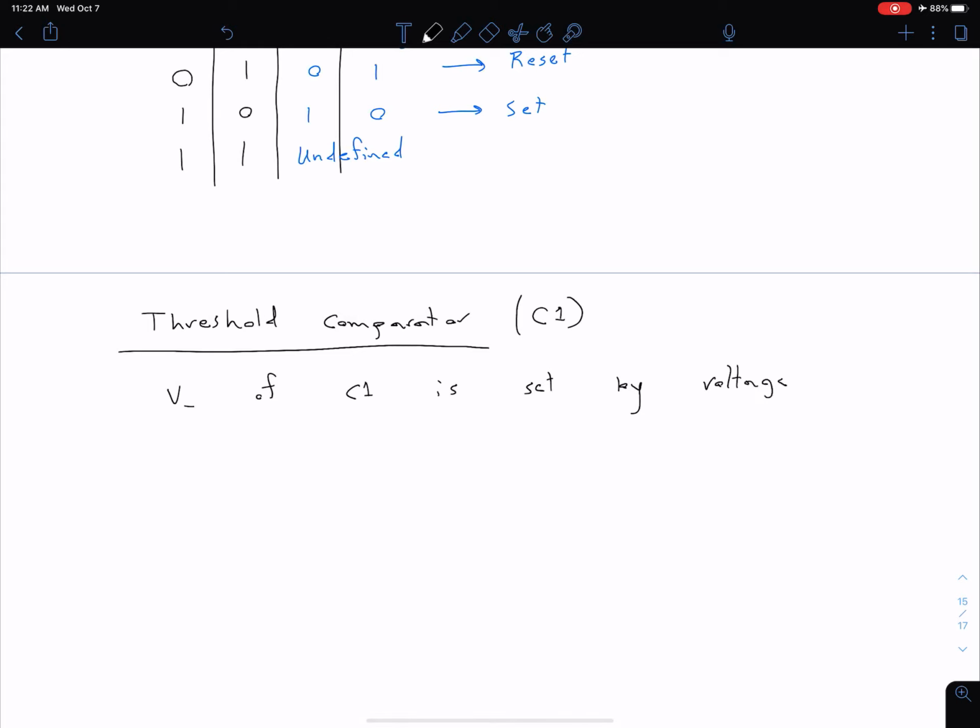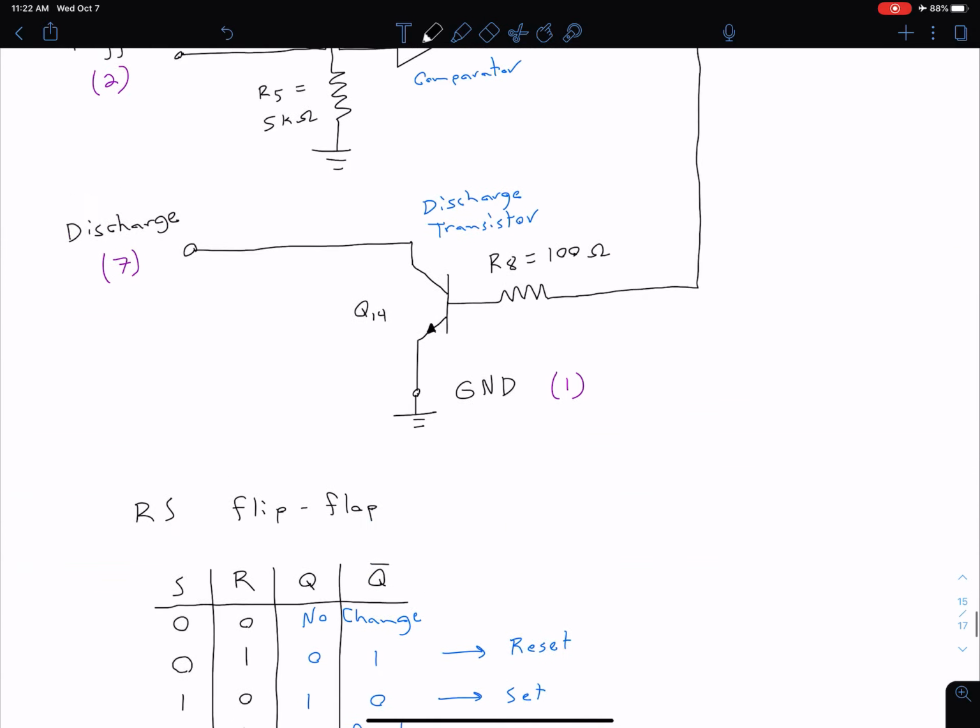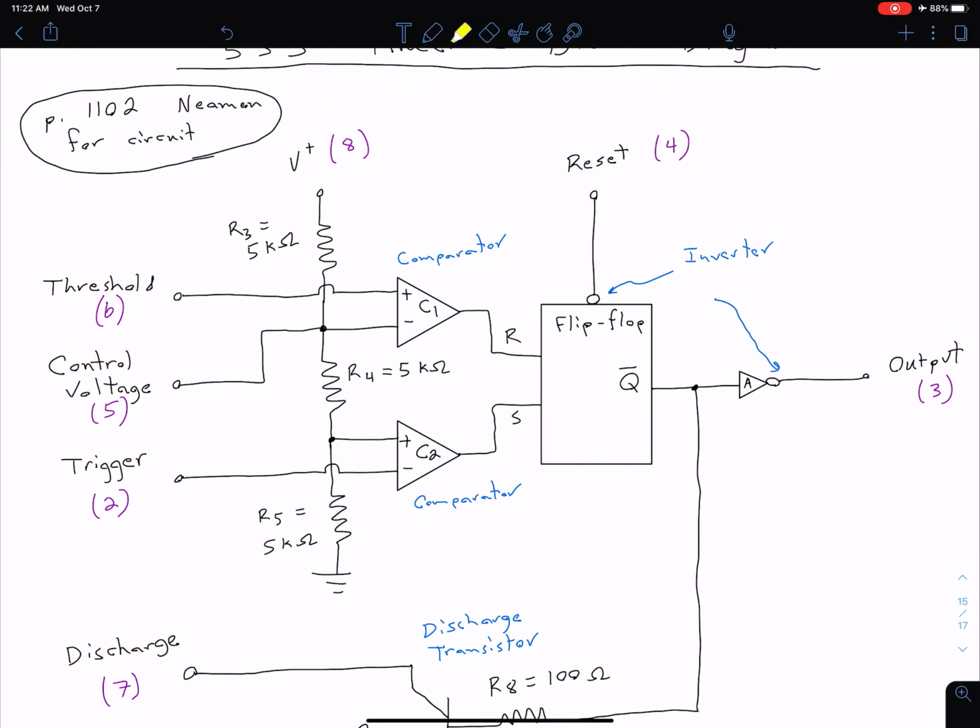So it's set by our voltage divider, and that voltage divider network, like we saw, is all internal to the 555 timer, which is R3, R4, and R5, and each of those was 5K ohms. So what that means is that our V minus is fixed at 2/3 of whatever our power supply voltage is, V+. Okay, so we're comparing some value which is 2/3 of V+ to some input value which we're calling threshold for now.